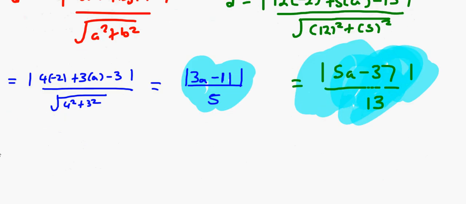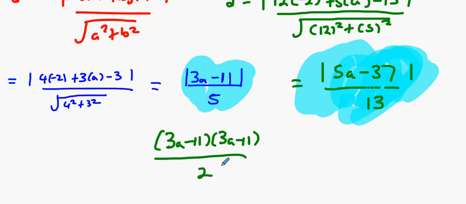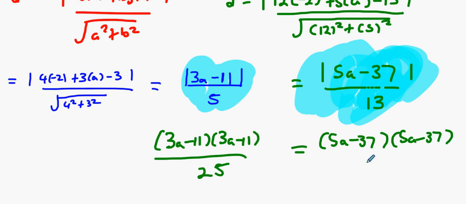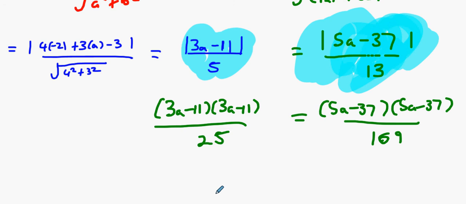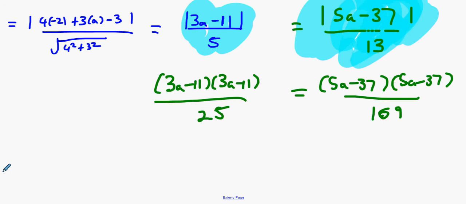I think safe money is to square both sides and not mess around too much, isn't it? Because we have a modulus on both sides, so I wouldn't be messing around with that. In this case, I would square both sides. So I do 3a minus 11, 3a minus 11 divided by 25. Then on the other side, I'm going to have 5a minus 37, 5a minus 37 over 169. Now, it looks absolutely insane, but it will form something more reasonable in a few minutes.